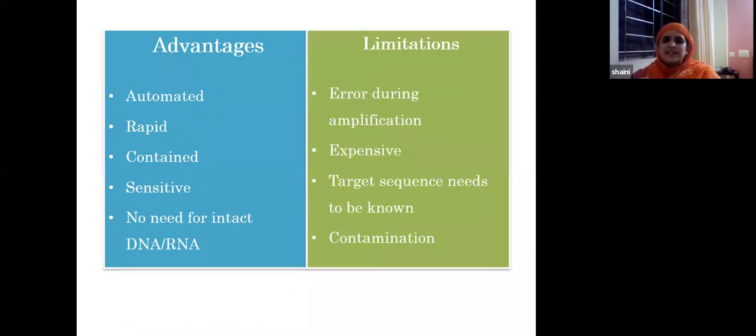Now the disadvantages: we are amplifying, and errors during amplification are common. Based on what the PCR is testing, how long the nucleotide sequence is that you're testing, the shorter the nucleotide sequence, the lesser the error. But the longer the nucleotide sequence and the more genes that you're testing with PCR, the more the chances of error. And it is an expensive test as compared to our regular other lab tests.